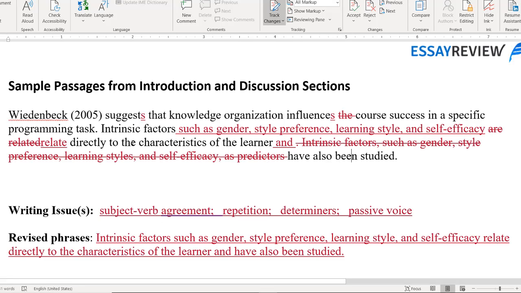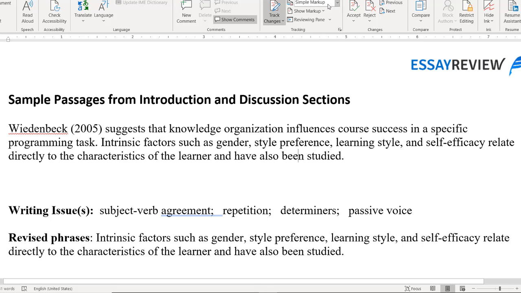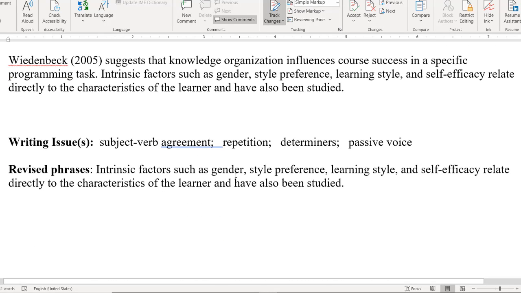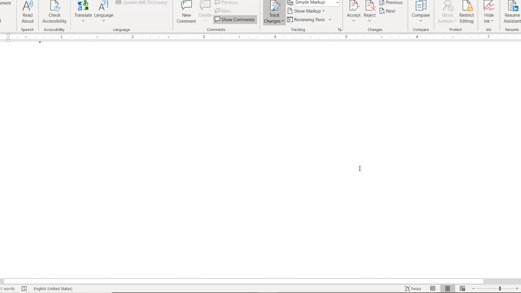So let's see how we edited this one. Okay, well, it's quite a bit different than we thought, right? Weidenbach suggests that knowledge organization influences the course success in a specific programming. Oh, I think I made a mistake. I know what I did. I showed you the wrong one. So you guys were looking at different ones than I was, right? Not the original, but the simple markup. So we don't want to look at simple markup. Okay, so we have all kinds of issues. Subject-verb agreement, repetition, determiners, and then the lengthy passive voice here.